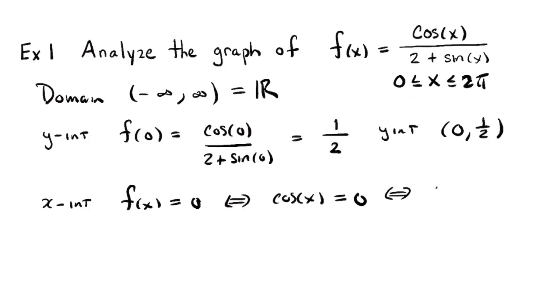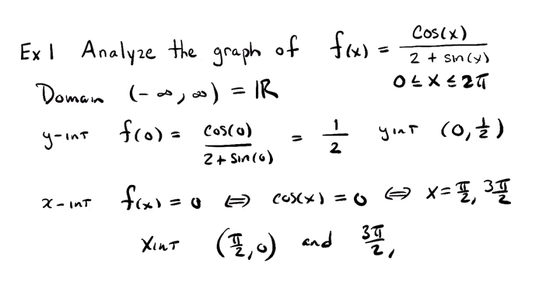Well, when is cosine 0? It's 0 when x is pi over 2 and 3 pi over 2. In the interval from 0 to 2 pi, those are the only two values. So our x-intercepts are at the points (pi over 2, 0) and (3 pi over 2, 0). I can talk about the x-coordinates of the x-intercepts, or I can talk about the intercepts themselves. The intercepts themselves are points in the plane. So that gives me some information. There's our domain, our intercepts. What about asymptotes? This thing doesn't have a horizontal asymptote.